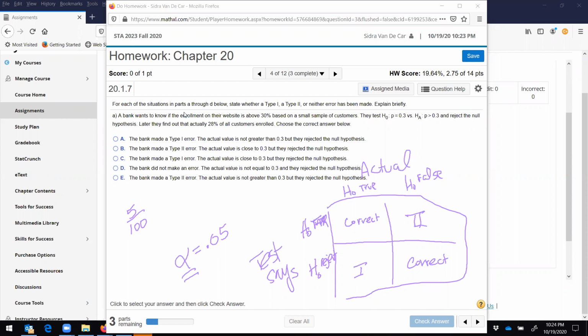So let's see what's going on here. A bank wants to know if the enrollment on their website is above 30%. They reject the null, so we're in this category, right? They later find out that the null was actually true. That's a type 1 error. The actual value is not greater than 0.3, but they rejected the null.